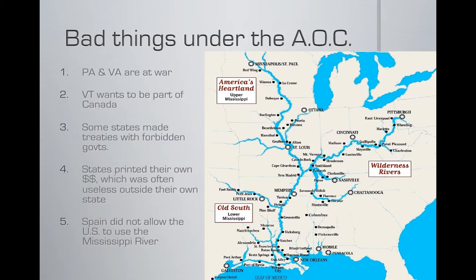States print their own money, so every state would have their own money. So just imagine traveling from California to Nevada and having to go and exchange currency so that you could go shopping in Nevada. Also, Spain, if you look at New Orleans down here in the south of the map, they can actually control that area at this time, and they do not want the United States to use the Mississippi River, which is a huge waterway and highway of the time to trade goods.